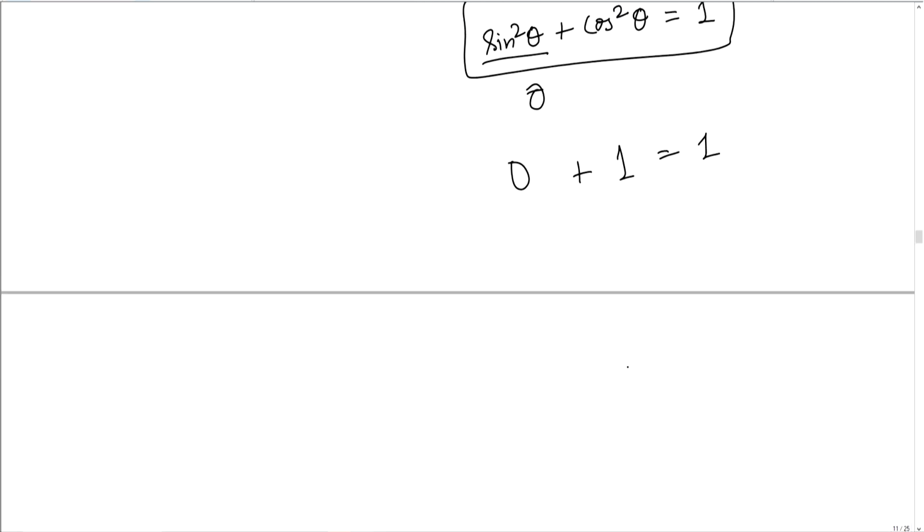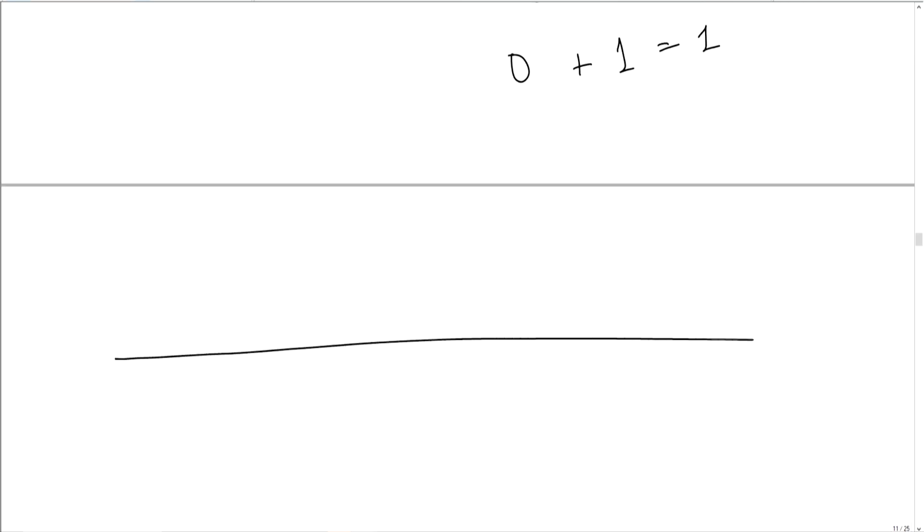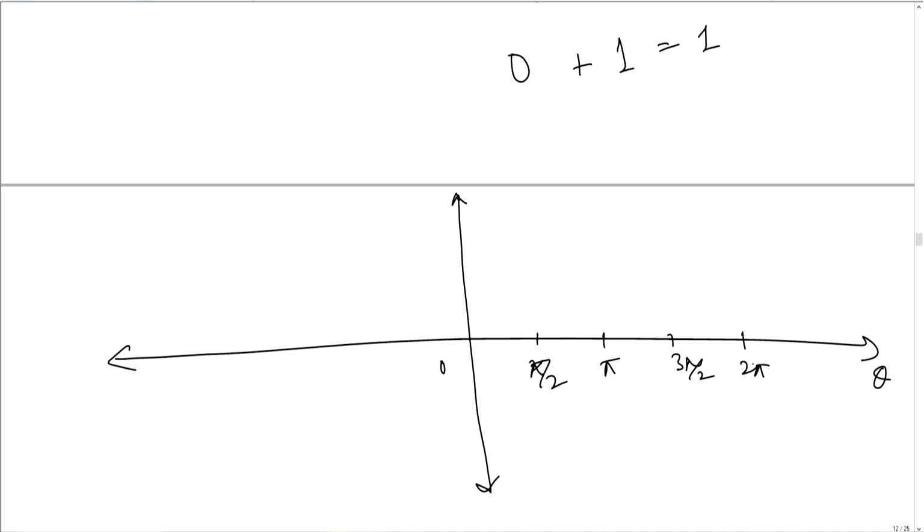You can also see this in the graphs. Let us draw the graph of both sine theta and cos theta in a single graph. Let's say this is the theta x axis: 0, pi by 2, pi, 3 pi by 2, 2 pi, and so on, minus pi by 2, minus pi, minus 3 pi by 2, minus 2 pi. This is how the graph of the sine function looks.